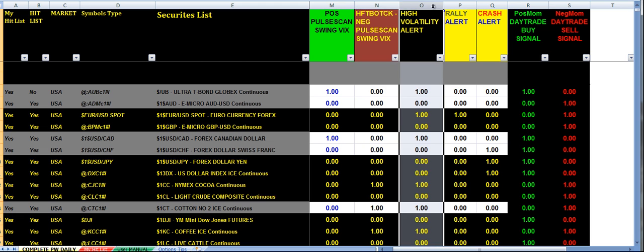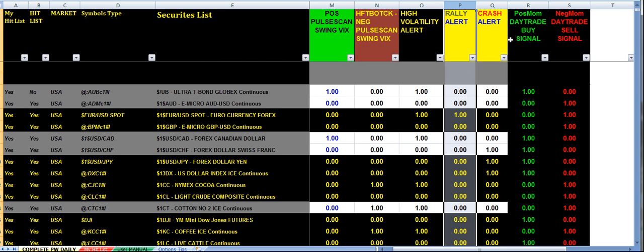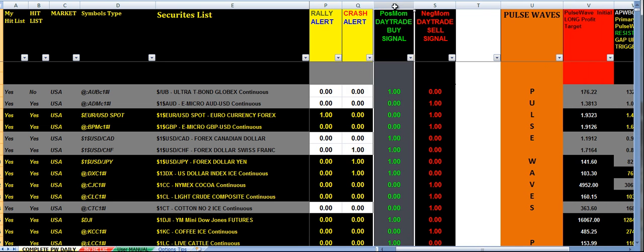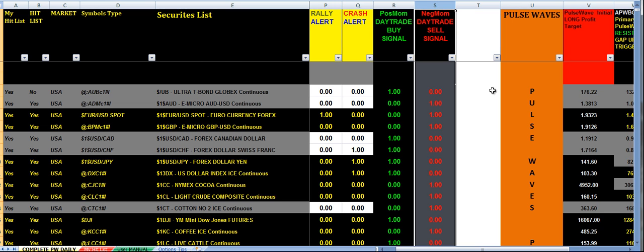Column O is your high volatility alert. High volatility means you can expect expanded trading ranges where the market's going to run to the highs and lows of the day throughout the day, possibly putting in new highs and new lows throughout the day. Just a crazy volatile market. Column P is your rally alerts. Column Q is your crash alerts. Column R is your positive momentum for the day, and column S is your negative momentum for the day.